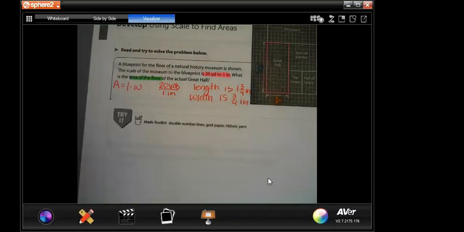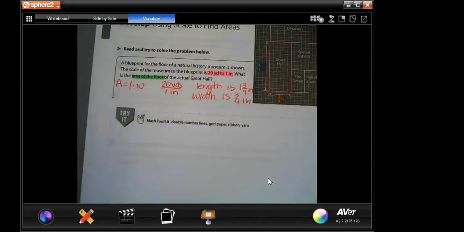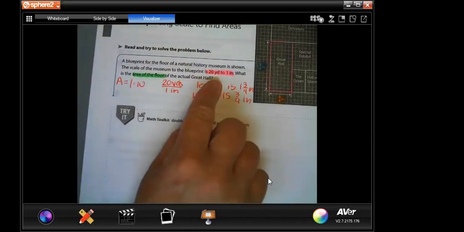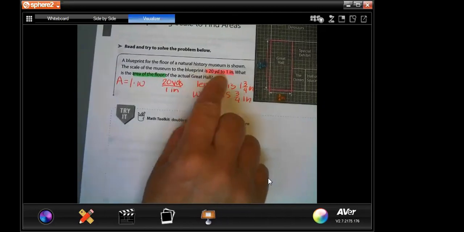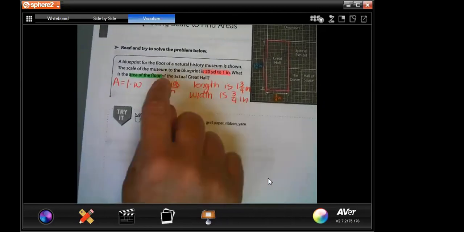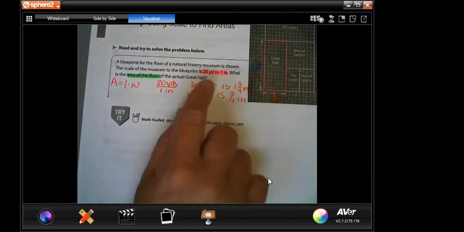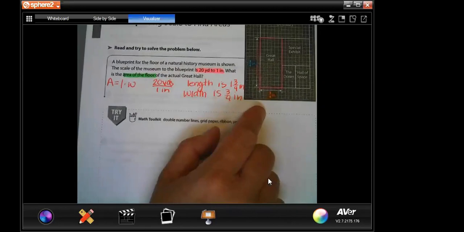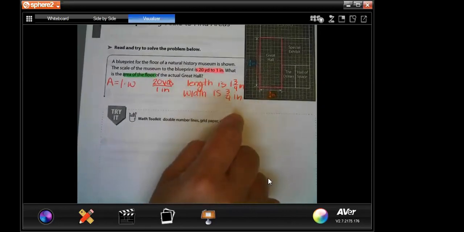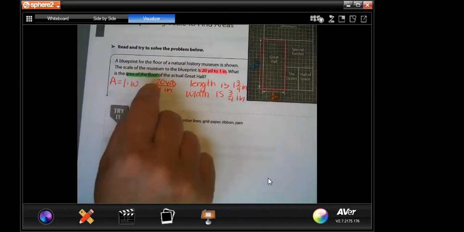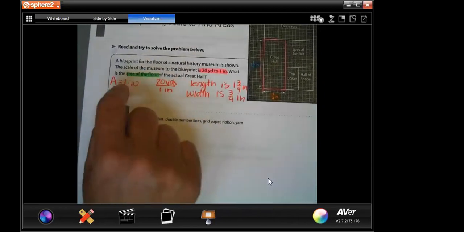So what we just found out, because we reread the problem again, is the important piece of information. Here is our scale: 20 yards in real life is 1 inch on the blueprint. We also know the length is 1 3/4 of an inch and the width is 3/4 of an inch. We're looking for the actual area of the floor, so we're going to have to use this formula to find area.